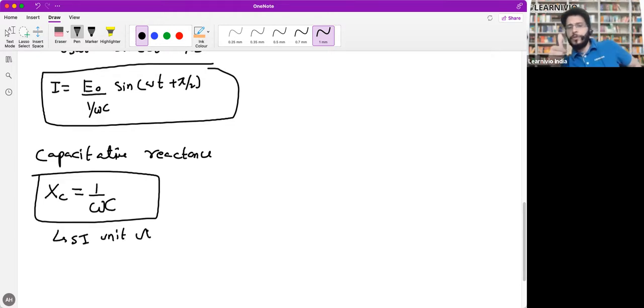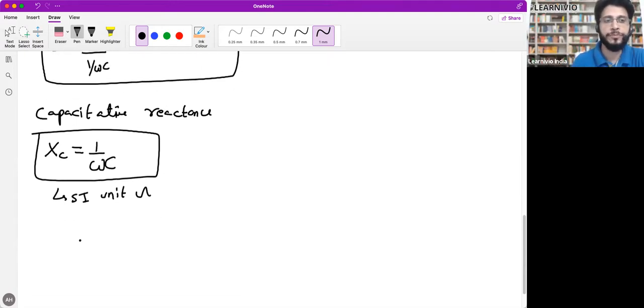So for a resistor, we use resistance. For an inductor, we use inductive reactance. For a capacitor, we use capacitive reactance. SI unit is ohm. So that's Xc, which is 1 by omega C.